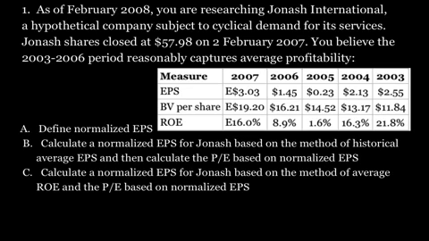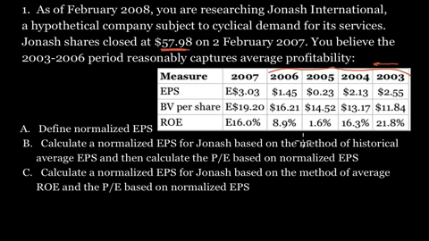Number 1, as of February 2008, you are researching Jonash International, a hypothetical company subject to cyclical demand for its services. Jonash shares closed at $57.98 on February 2nd, 2007. You believe the 2003-2006 period reasonably captures average profitability. So what do we have? There's 2007. You're saying this period, 2003 to 2006, and we're going this way as we build up through the years. A, define normalized DPS.